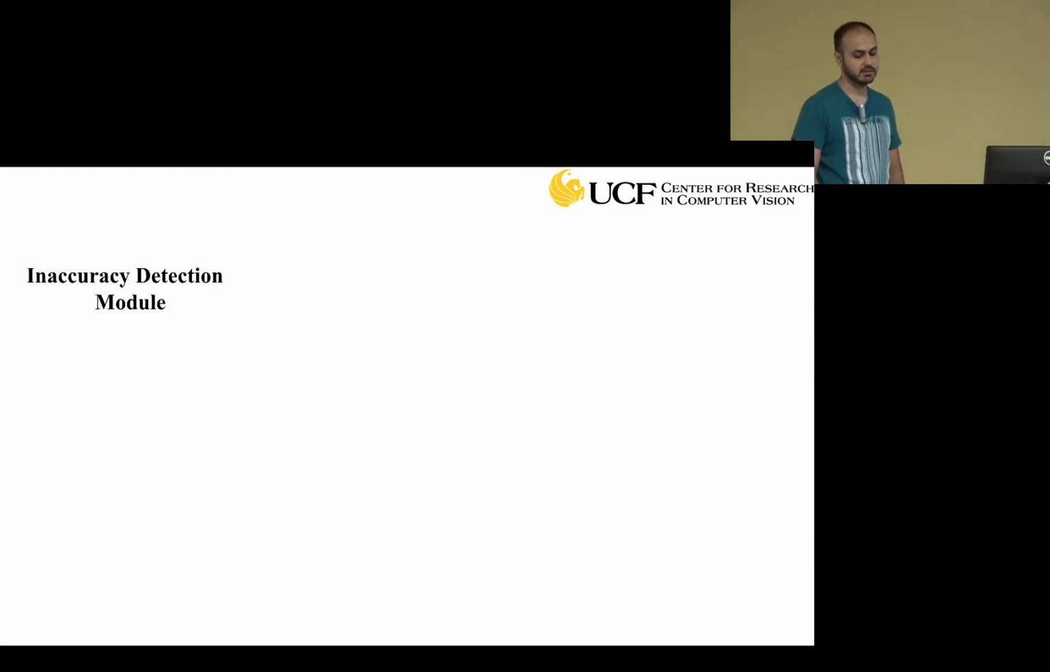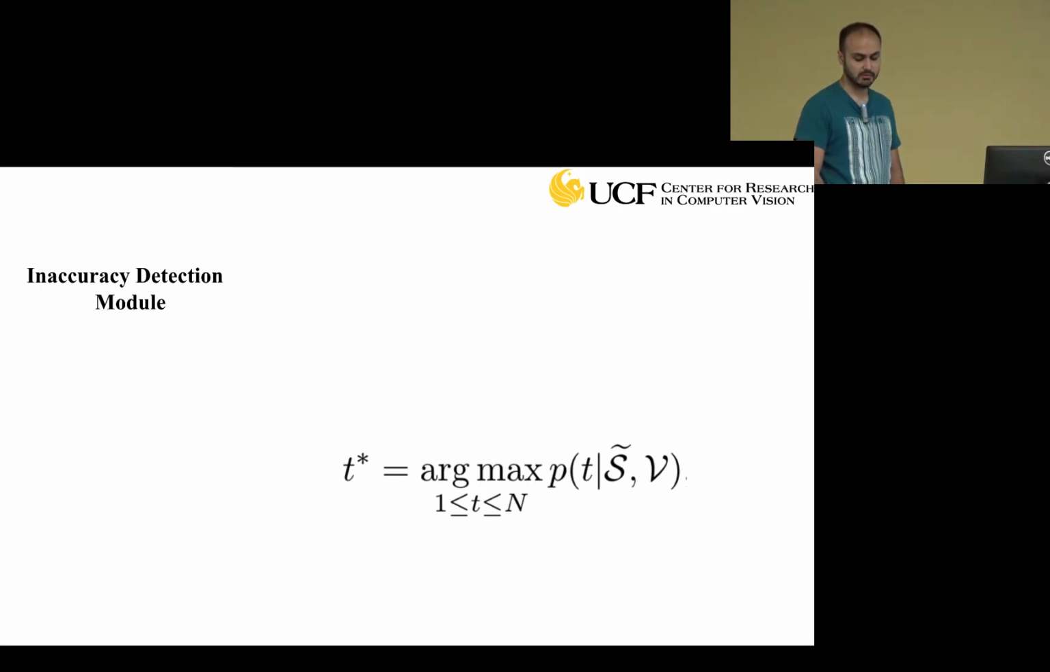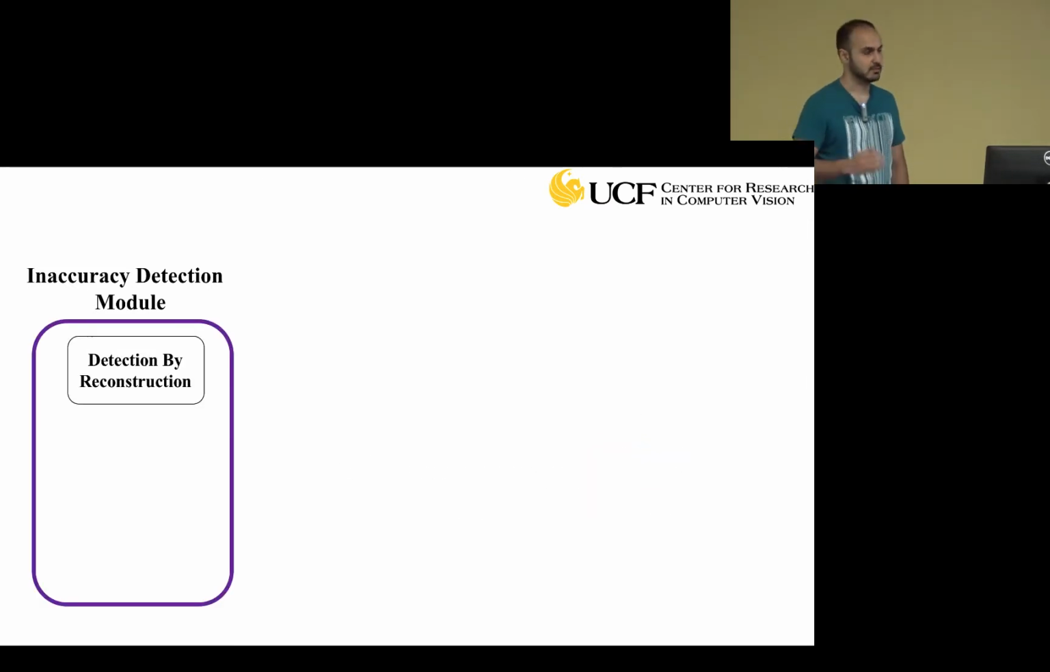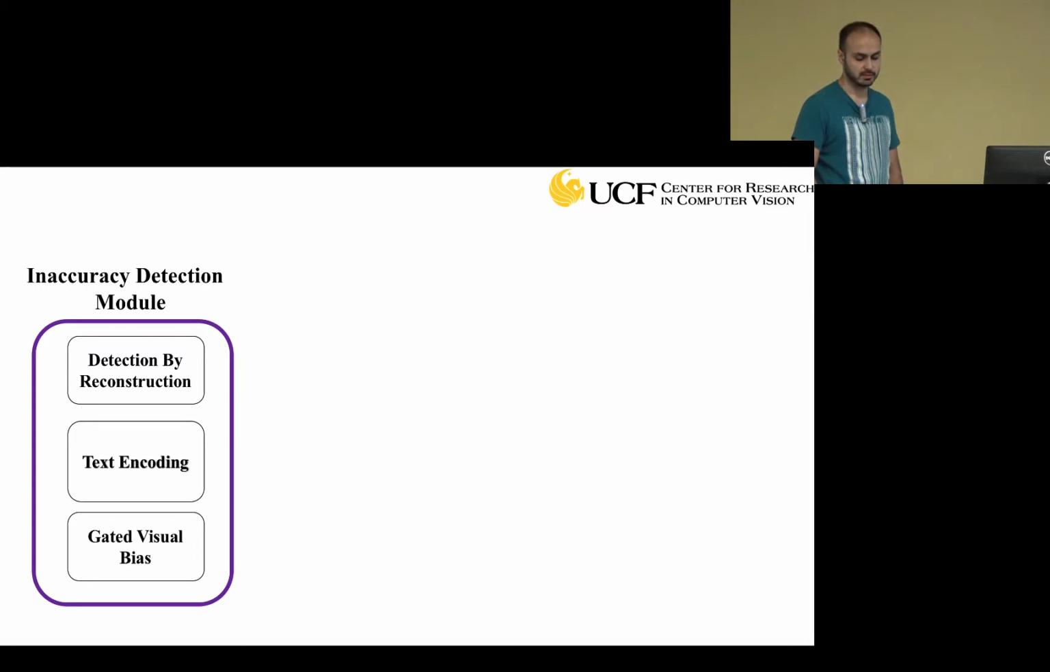So let's start with the inaccuracy detection module. The role of this module is to return the index of the inaccurate word. The indices are between 1 and n, assuming that the sentence has n words. The inputs are an inaccurate sentence, which we show with S tilde, and the video. Our module has 3 submodules: detection by reconstruction formulation, textual encoding, and gated visual bias.